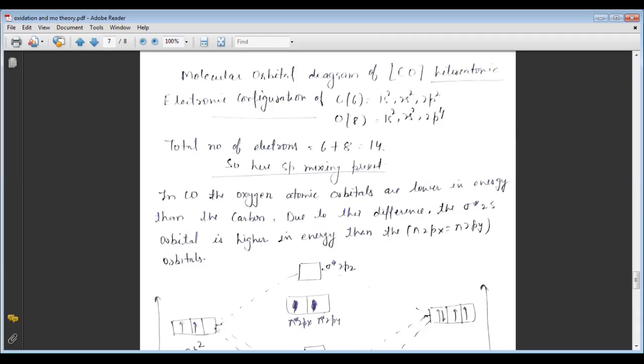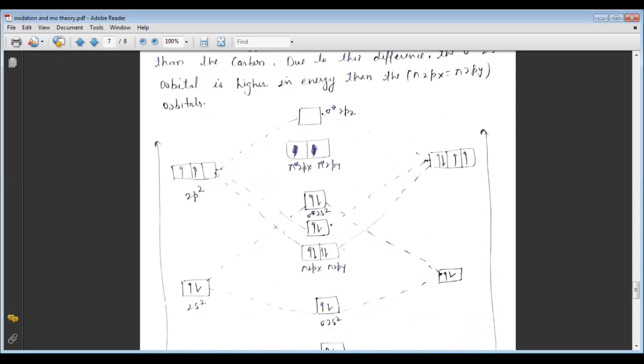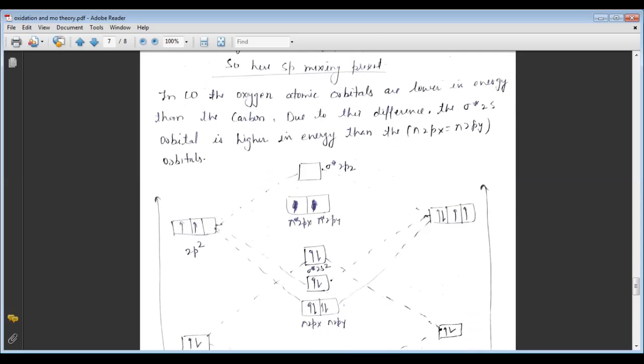So here, remember that if the total number of electrons is 14 or less than 14, it means sp mixing is present. So in CO, the oxygen atomic orbitals are lower in energy than carbon. One more thing is important. Here we can check carbon and oxygen: oxygen is more electronegative, so its energy is lower than carbon.